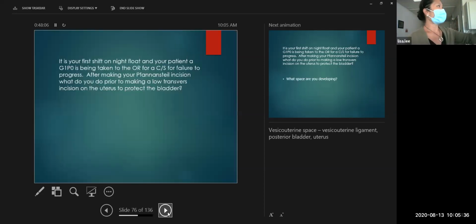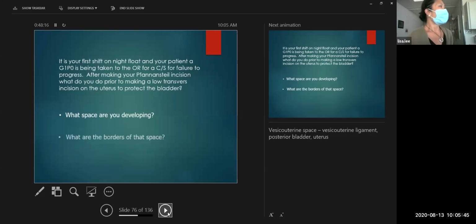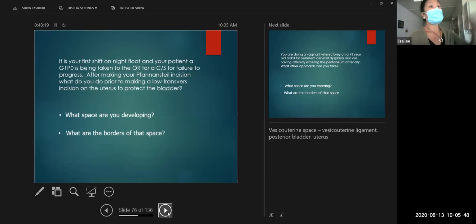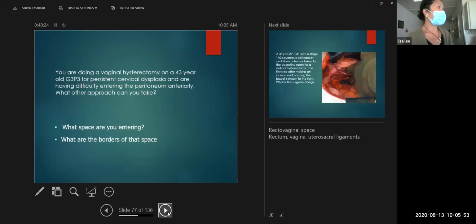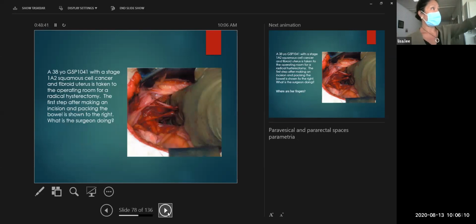Okay, so we can go back here again. So here, you're doing your C-section, you're doing your bladder flap, and what space are you in? Vesico-uterine, right? And the borders, we talked about it, right? Uterus, bladder pillars, okay? This is a vag hyst. We can't get in anteriorly. How are we going to get in? Yeah, you're going to get in posteriorly. And so what space is that? Yeah, rectovaginal space, right? So you're in behind it, your rectum, vagina, and then you've got your uterosacral ligaments there. And then this we just talked about, right?